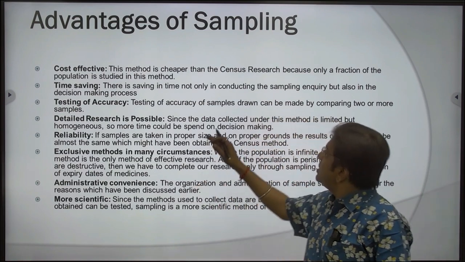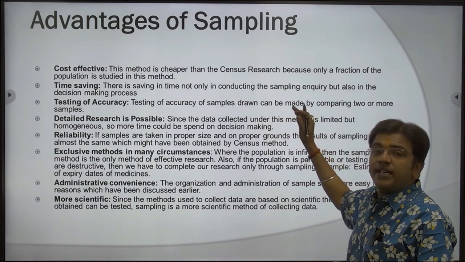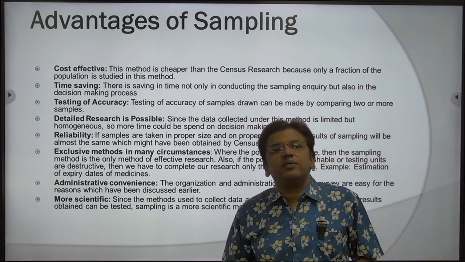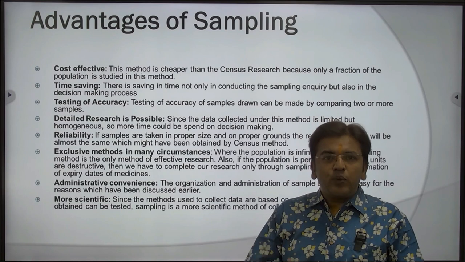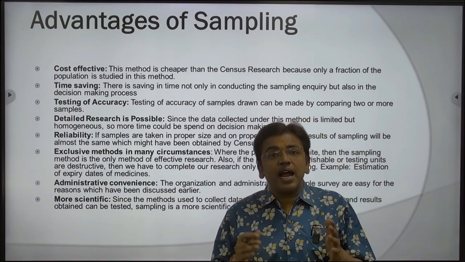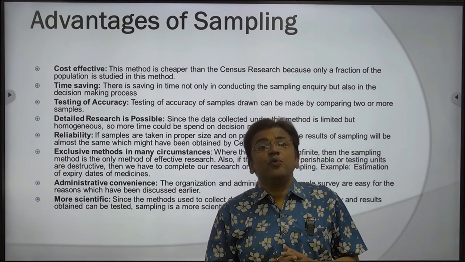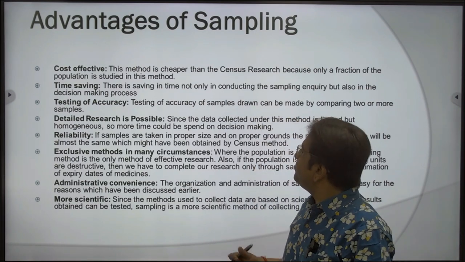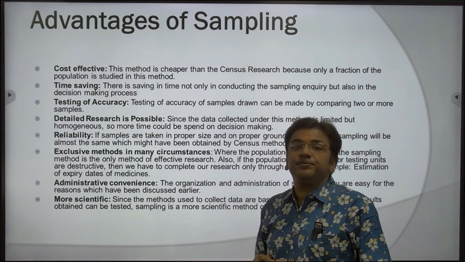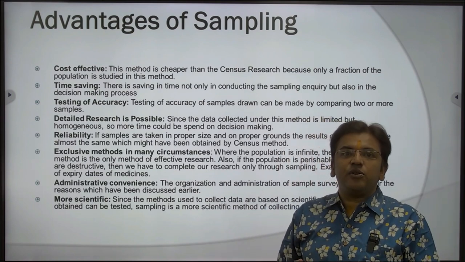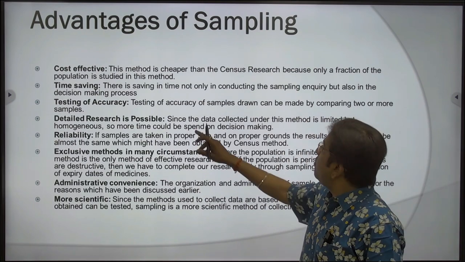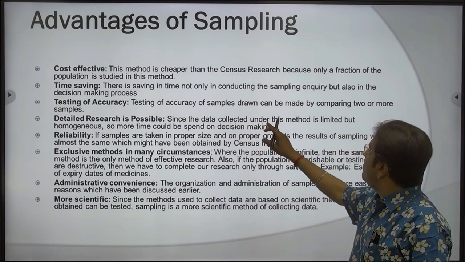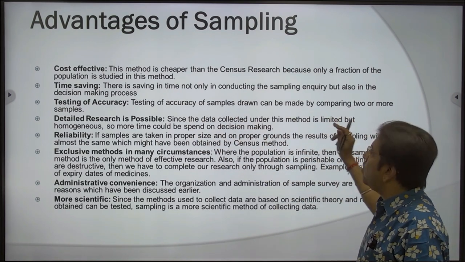Why? Because here, in the inquiry system, the data which we are going to collect is easier. Quick response we are going to get, and on the basis of those responses, we are able to collect good inferences, a good result. Testing of accuracy, reliability test, accuracy test. By the help of testing, the accuracy of a sample drawn can be made by comparing two or more samples.